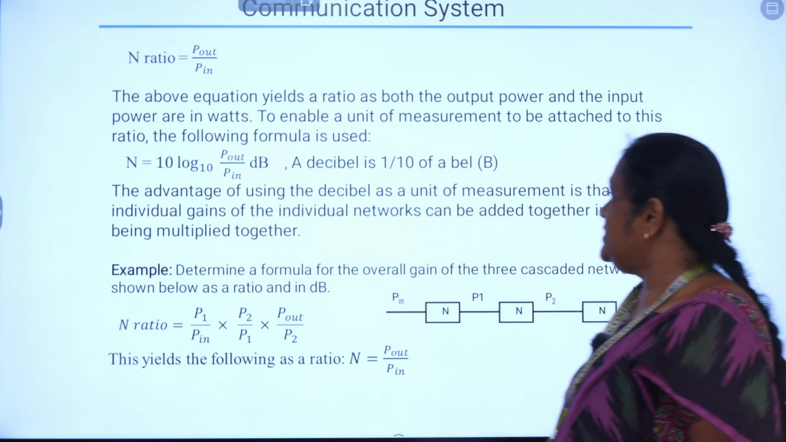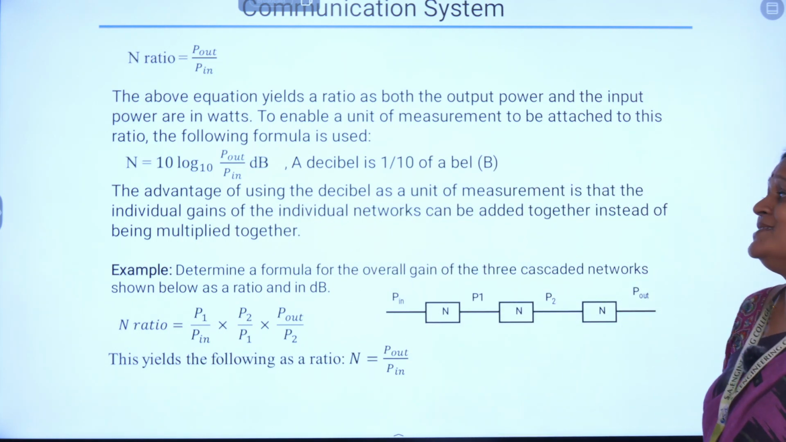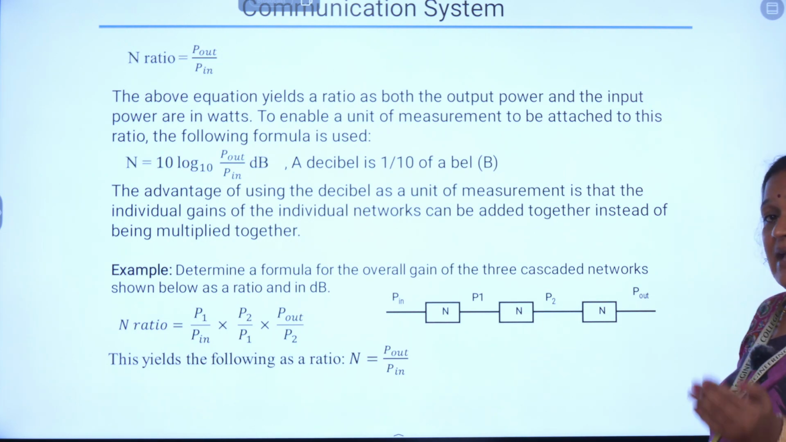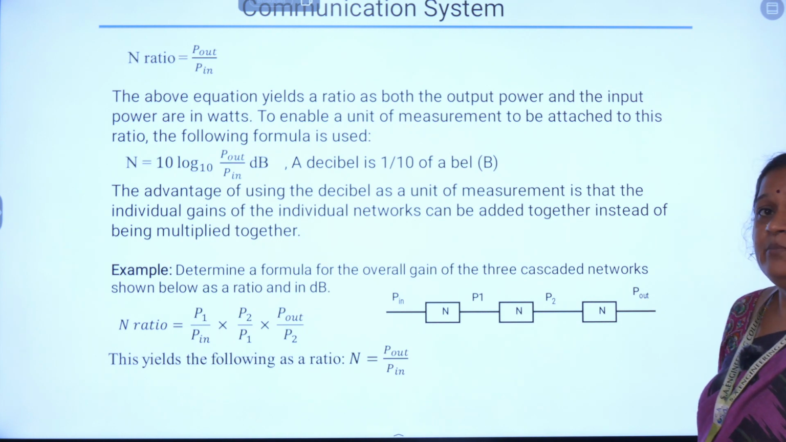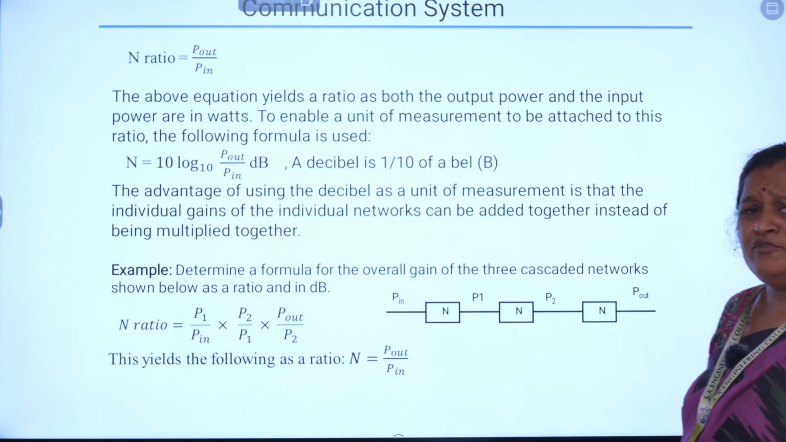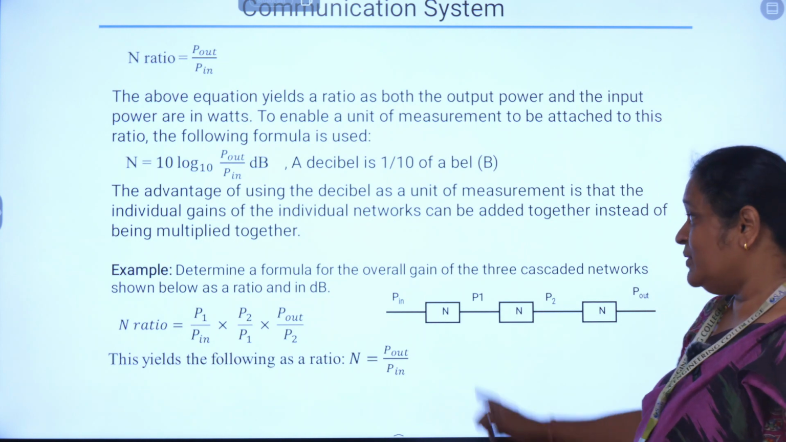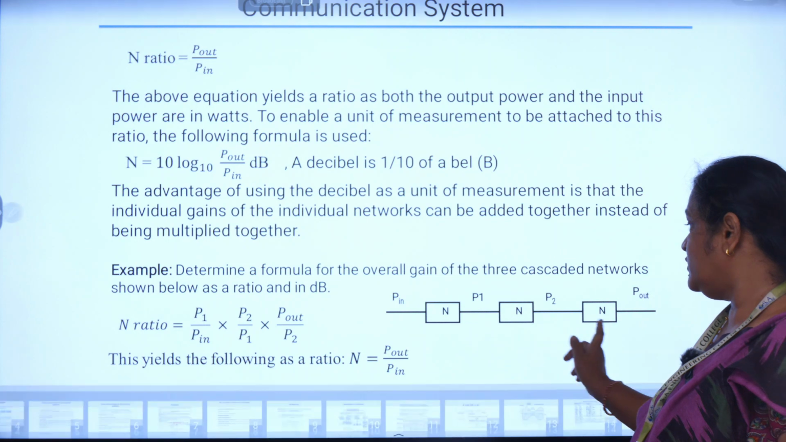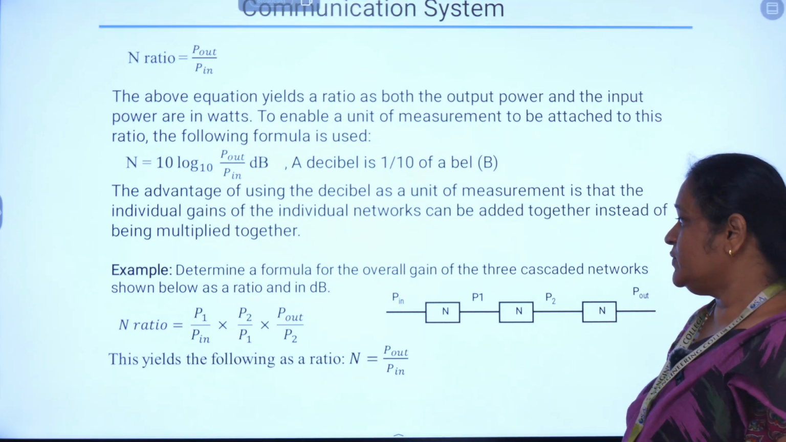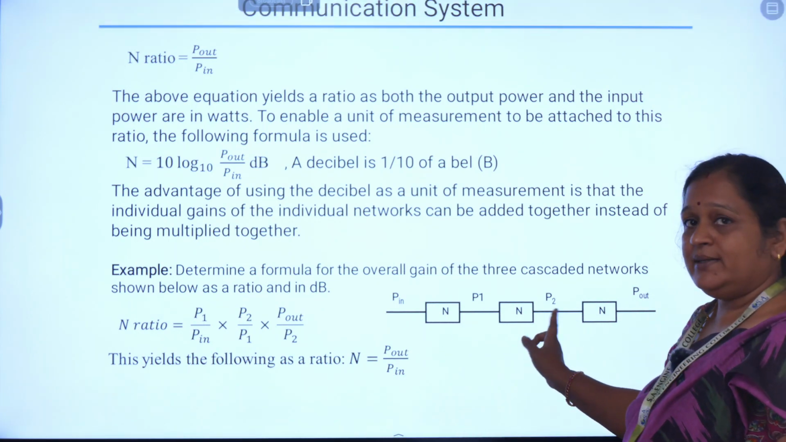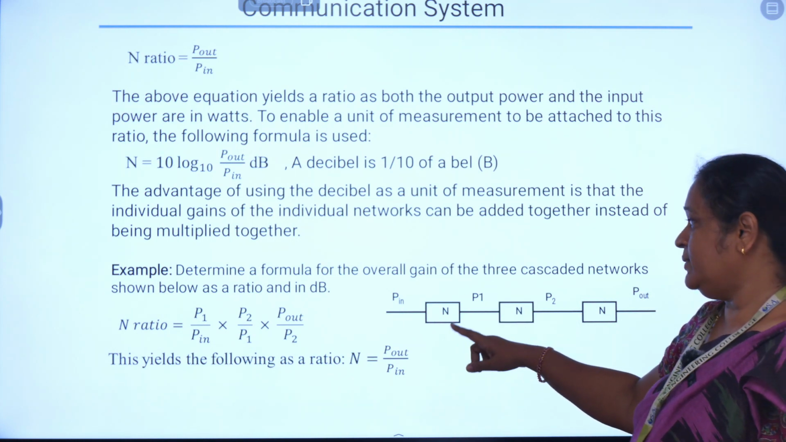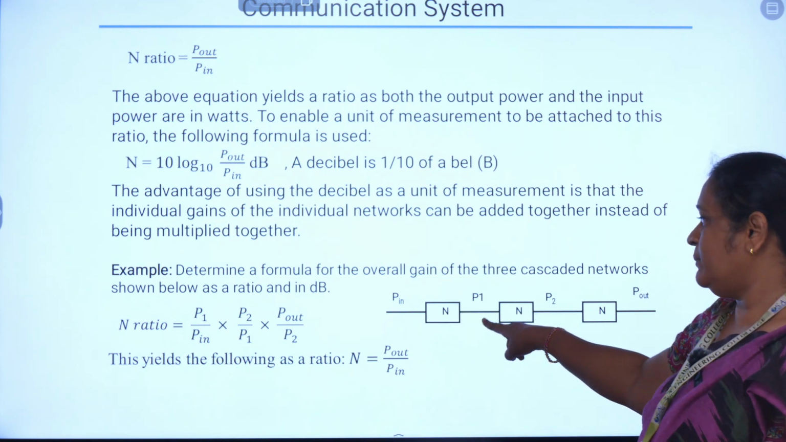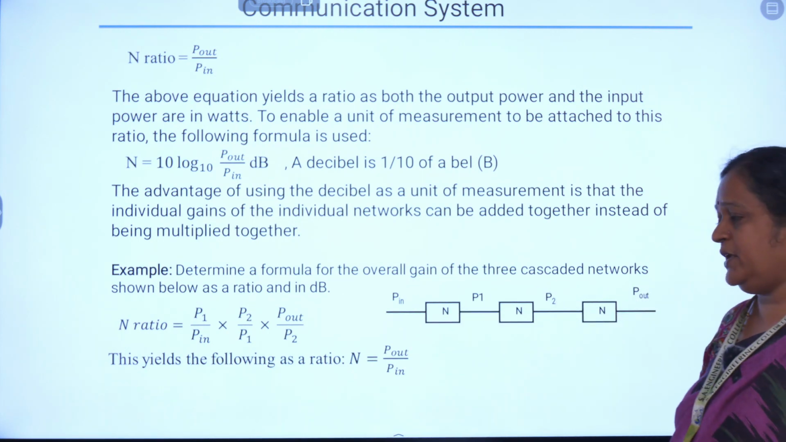The advantage of using the decibel as a unit of measurement is that the individual gains of the individual networks can be added together instead of being multiplied together. For example, determine a formula for the overall gain of a 3 cascade network. Here 3 networks are there, so we need to calculate the ratio, output by input: P1 by P in, P2 by P1, into P out by P2.